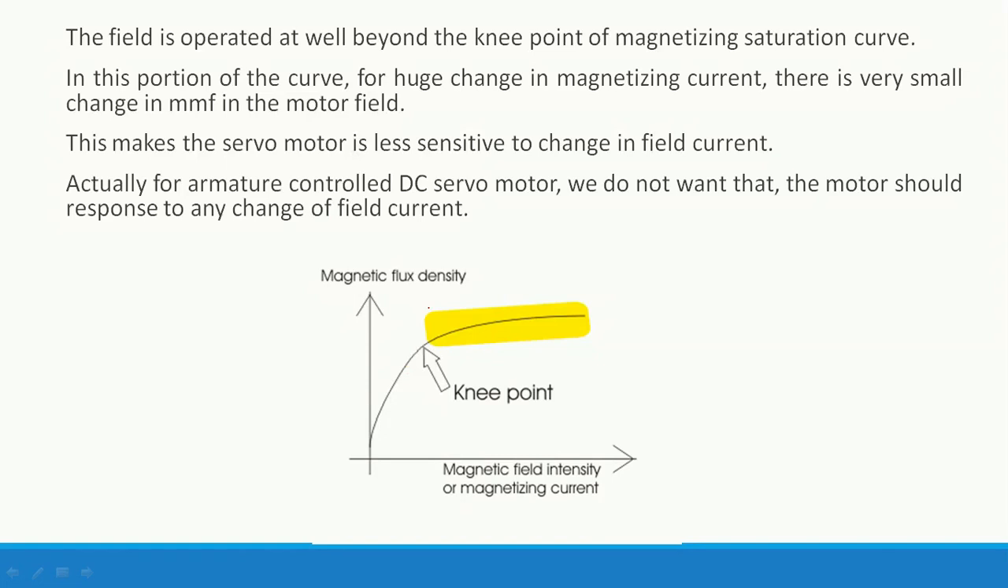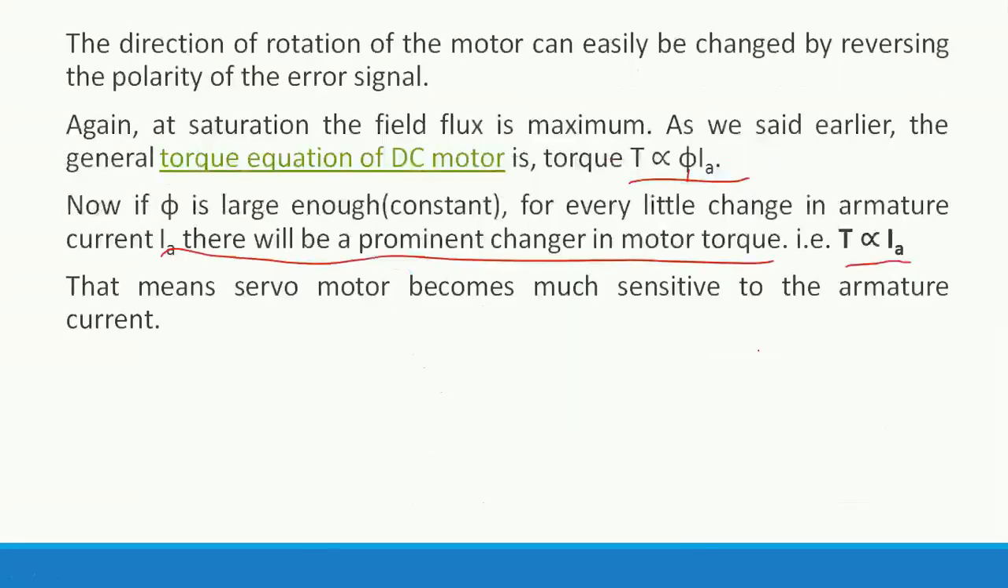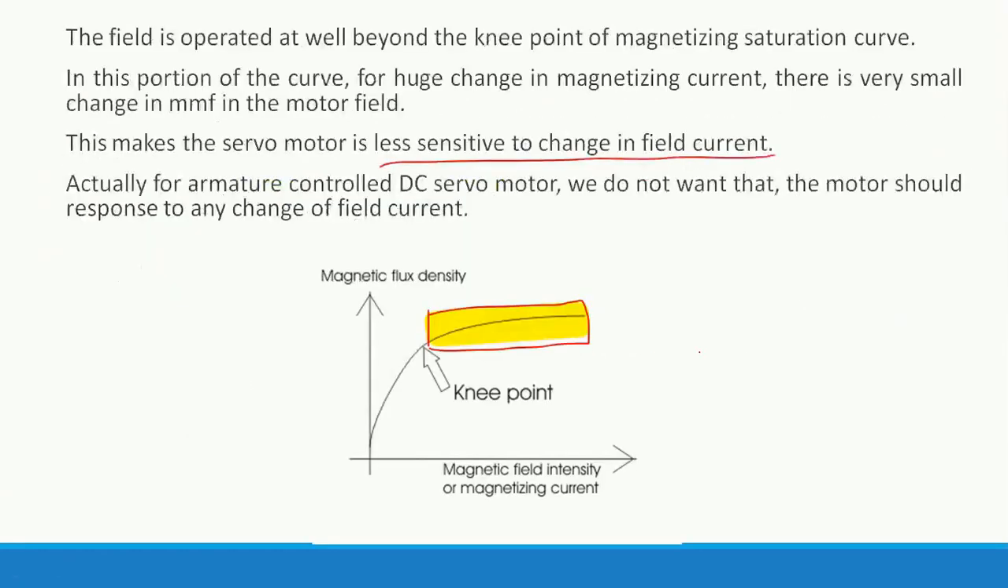Here the field is operated well beyond the knee point of the magnetizing saturation curve. In this portion of the curve, for a huge change in magnetizing current, there is only a small change in MMF in the motor field. This makes the servo motor less sensitive to changes in the field current, but more sensitive to the armature current.